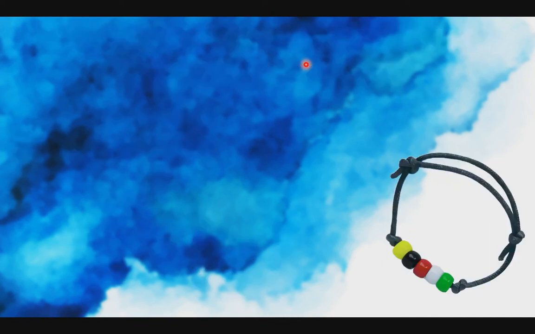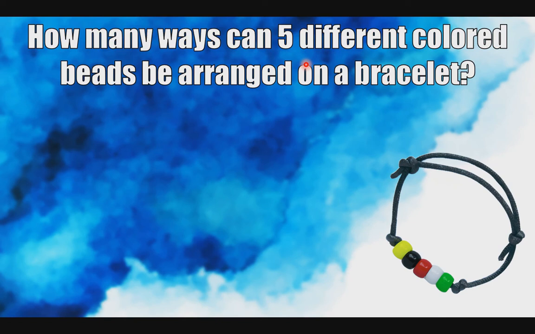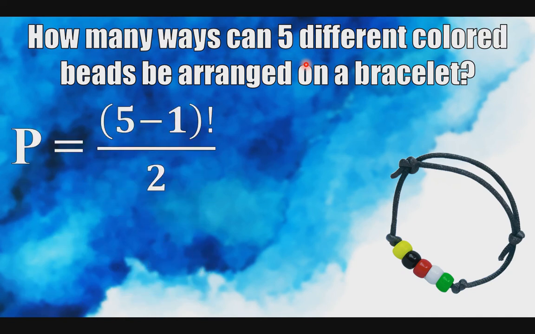Now, ang bracelet, pwede ba natin pagbaliktarin to? Dalawang side ba ang bracelet? Yes, dalawang side. Kaya yung second formula yung gagamitin natin. So, how many ways can 5 different colored beads be arranged on a bracelet? So, magiging quantity 5 minus 1 factorial over 2.